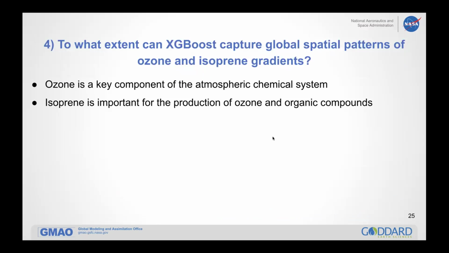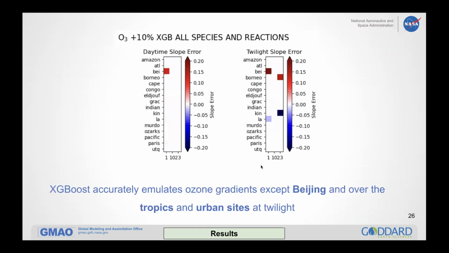So we saw that XGBoost is able to improve on our chemical baseline, especially for the regions we care about. But we also wanted to look at other chemical species that are significant for data assimilation applications. So we looked at ozone as well as isoprene. And for ozone, we saw that overall XGBoost accurately emulates ozone gradients, except over Beijing and also over the tropics and other urban sites at twilight.